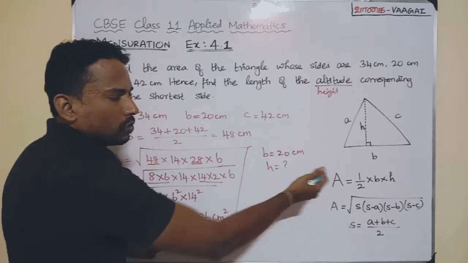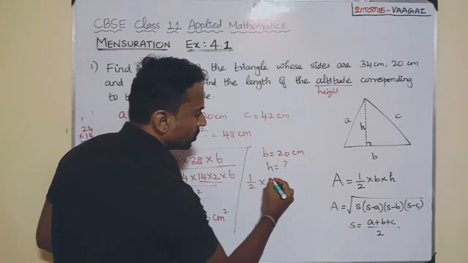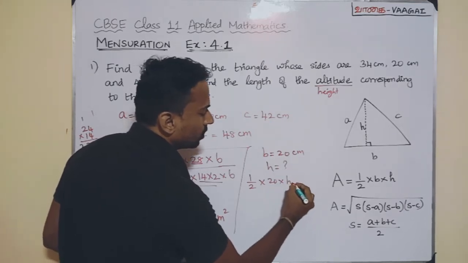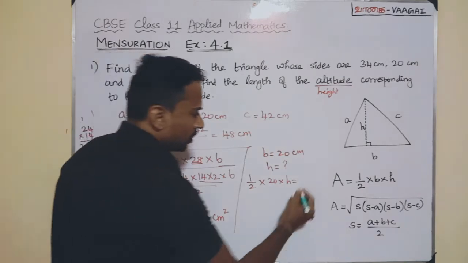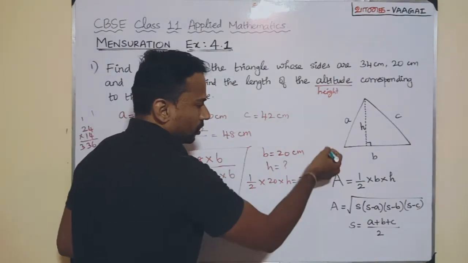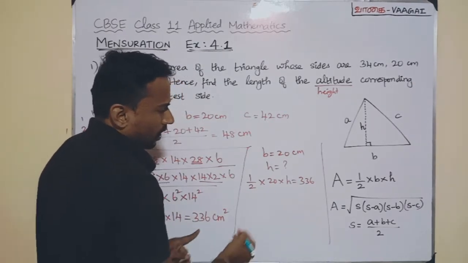Now let's use the area formula. So what is the area formula? Area formula is half into base, which is 20, into height is equal to, what is the area? Just now we found the area, right? 336. I'll just put a line so as to not have any confusion. Now I need to find the height.